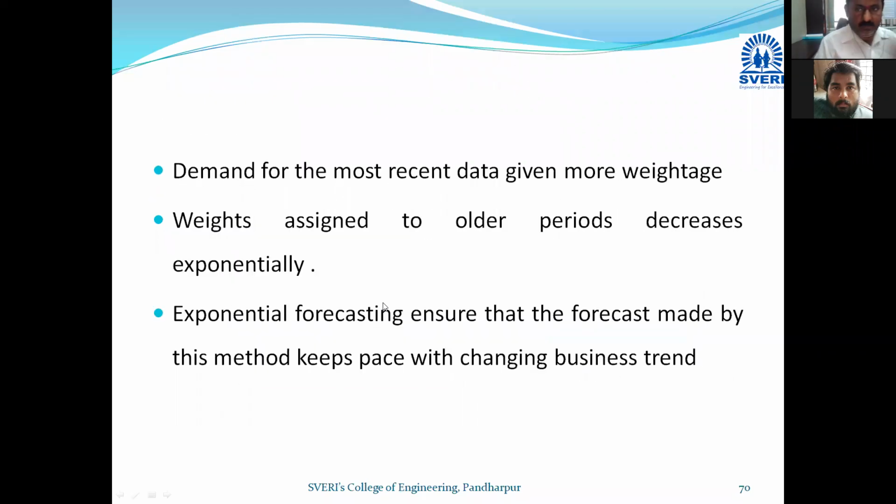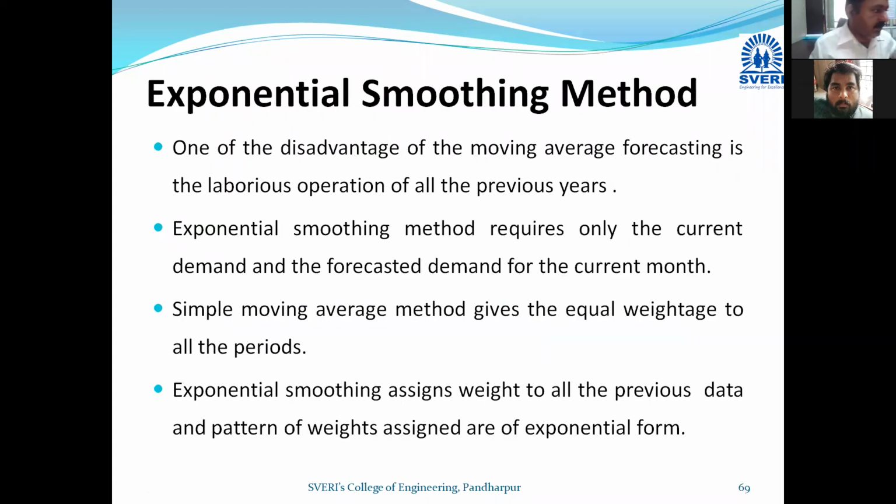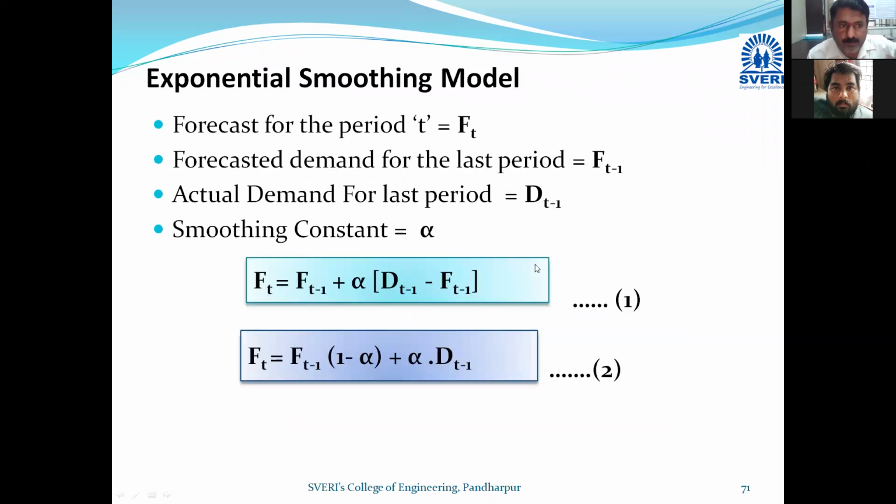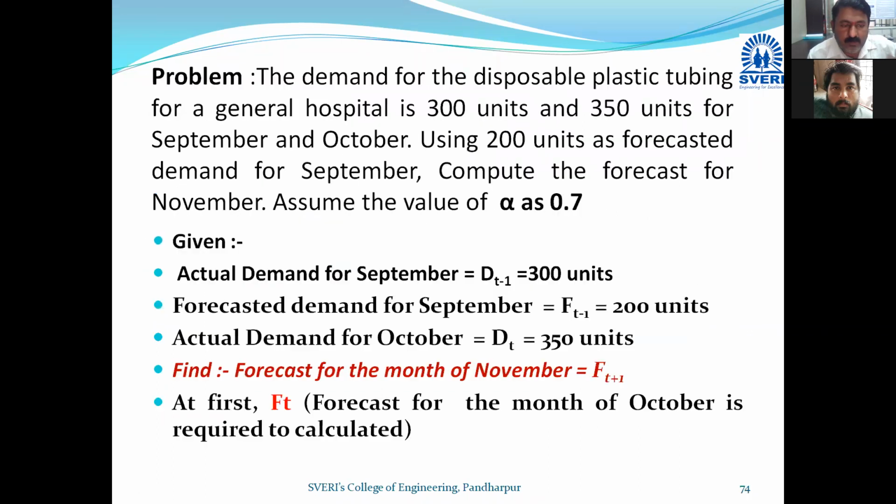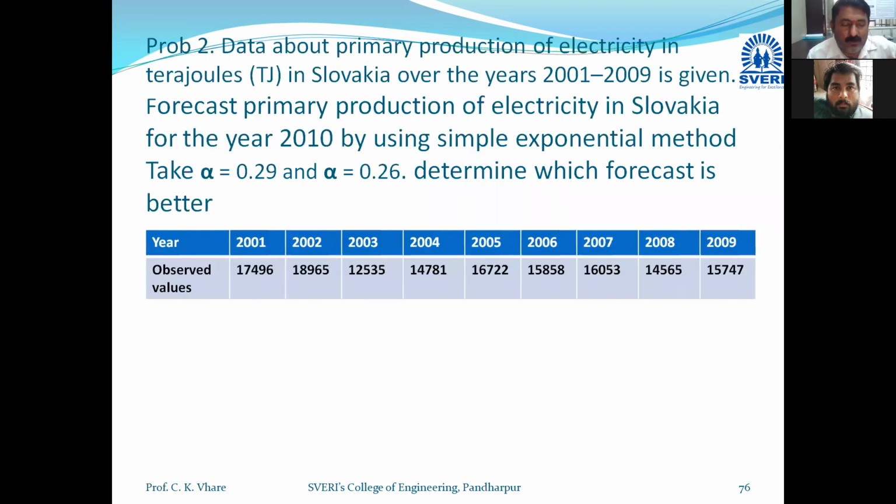Okay. So let us start the exponential smoothing method. In the last lecture, we discussed this exponential smoothing method. So here there is only one formula. I will revise it, because we have to take a problem today based on exponential smoothing and also on the moving weighted average.